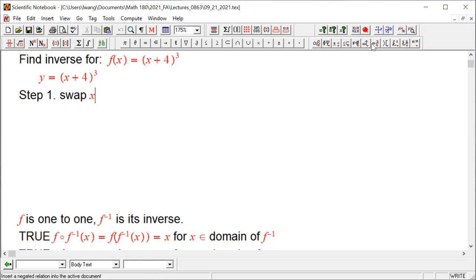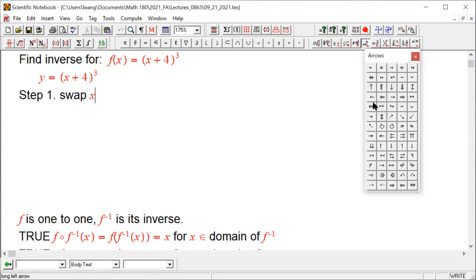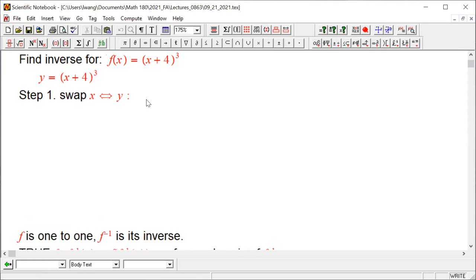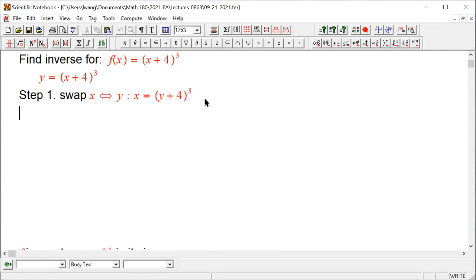Doesn't that look familiar, right? So this is something we've done, right? We have done these for what? For 1 over x, for all the logarithm, exponential logarithm, right? So now, after we swap, what do we get? So x becomes y, y becomes x. Step 2, solve for y.